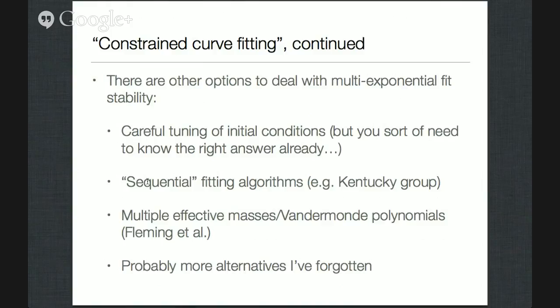There are other alternatives. You can do sequential fits where you do some fit to a small range of the data where everything is stable and described by, say, one state, and it's easy to describe, and then you fix the parameters and step down, add more data piece by piece, and try to make sure that the minimum is only moving slightly as you repeat the analysis. That can work well in some cases. It requires doing a lot of fitting, so a lot of numerics. There's the approach of having multiple effective masses or looking at these Vandermonde polynomials. We heard about that this morning. There's probably other alternatives I've forgotten. So a lot of people have tried to resolve this.